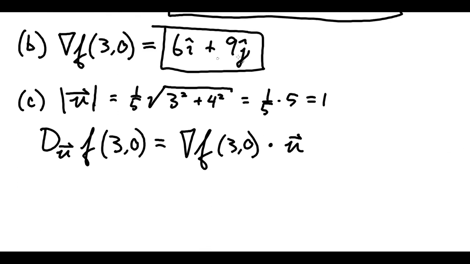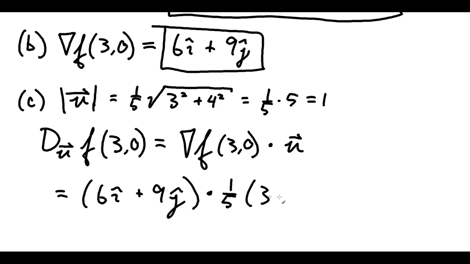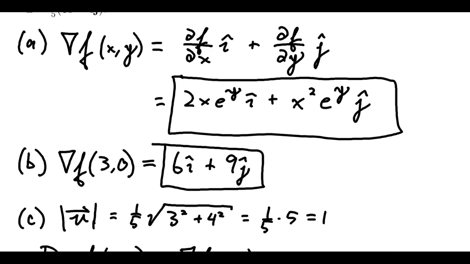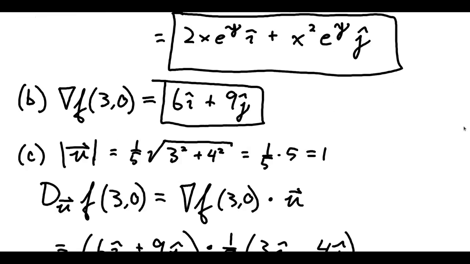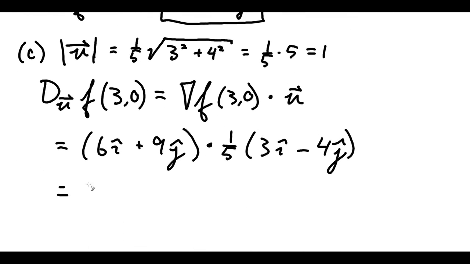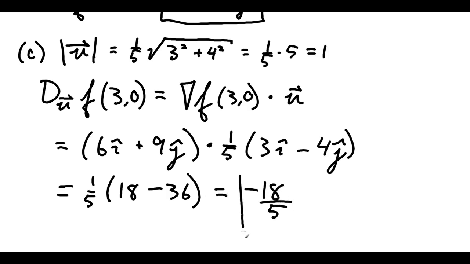Now the gradient of f we found here, that is 6i plus 9j. We need to dot that with the vector u, which is 1/5 times 3i, was it minus 4j? Let me check. 3i minus 4j, yes. So there we go, we just have the dot product of these two vectors. That is 1/5 times 6 times 3 is 18. 9 times negative 4 is negative 36. 18 minus 36 gives us negative 18, so we have negative 18/5.